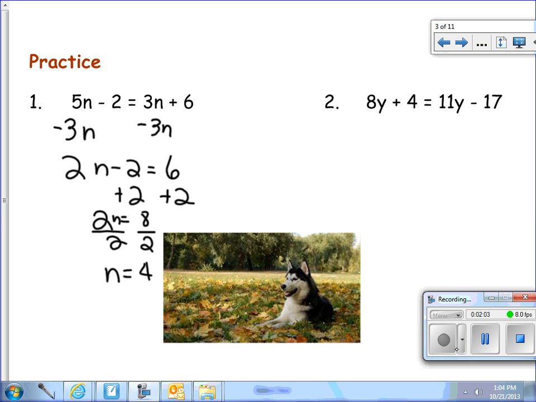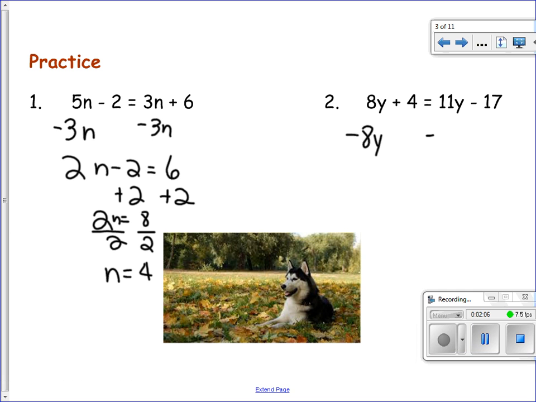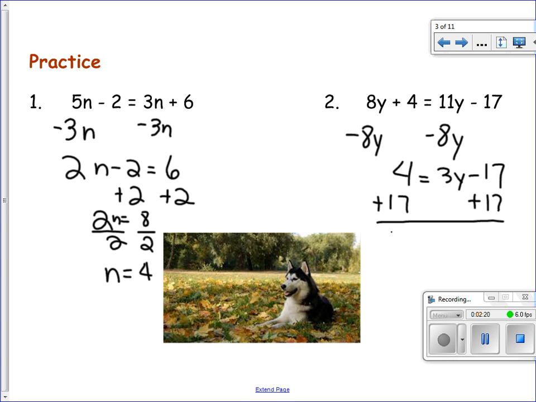Okay, on 2, I'm going to subtract 8y from each side. Now add 17 to each side. Seven is equal to y. So it does not matter which direction you go with your variables, your coefficients, just so long as what you do to one side, you do to the other, so that your constants are on one side and your variables are on another.